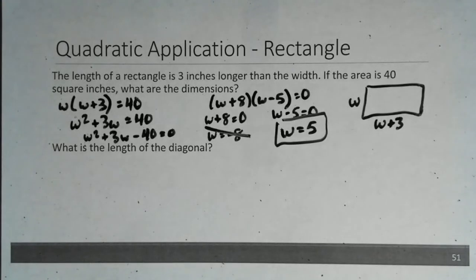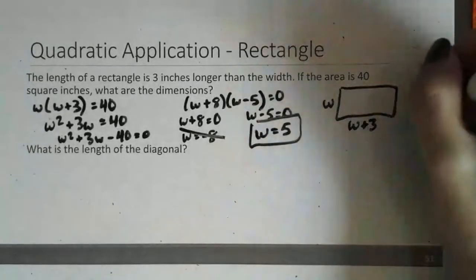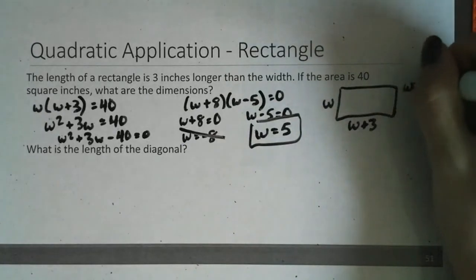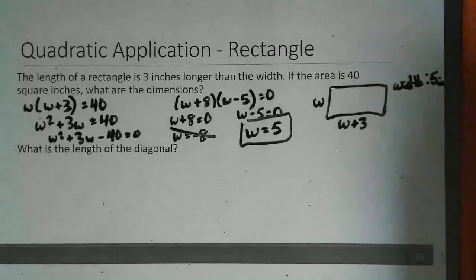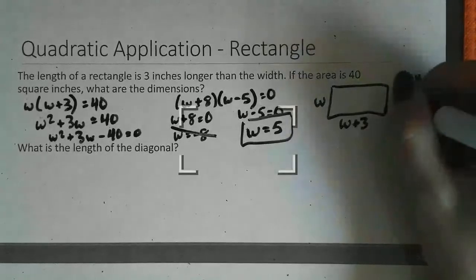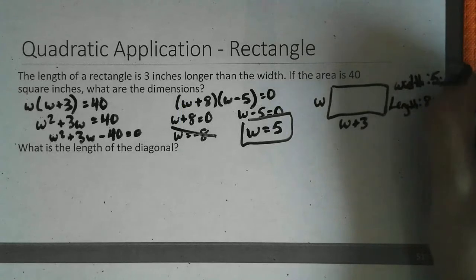We were being asked for the dimensions. W was representing my width, so our width is going to be 5, and we were measuring in inches. And then the length was 3 longer than that, so our length will be 5 plus 3, which is 8 inches.